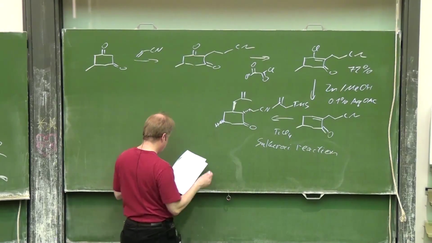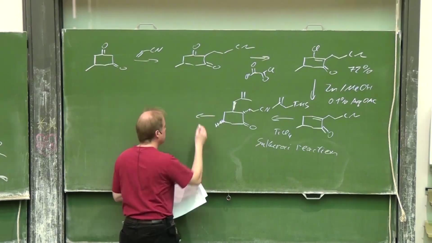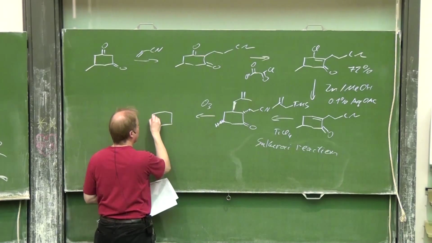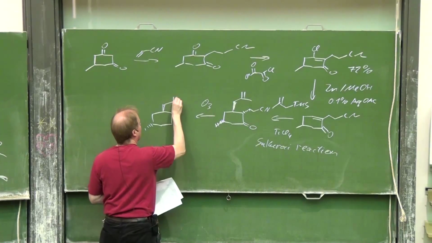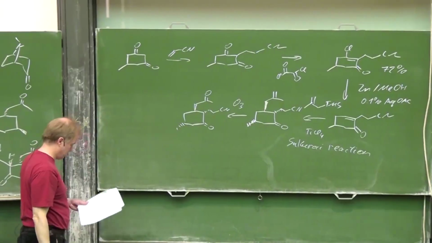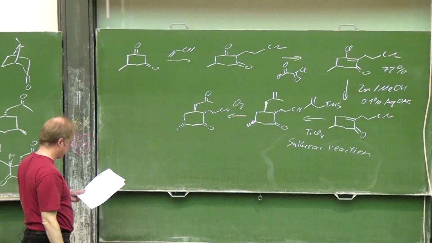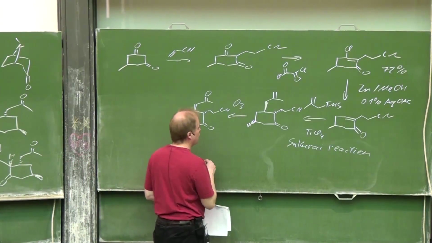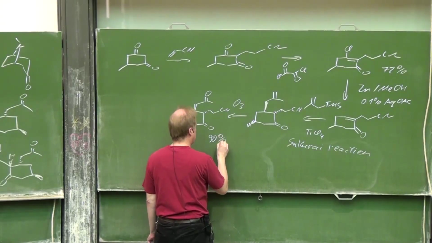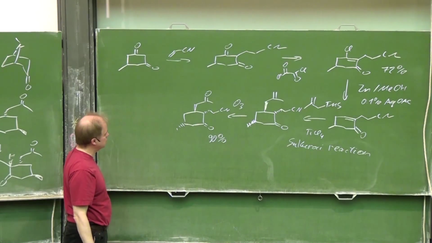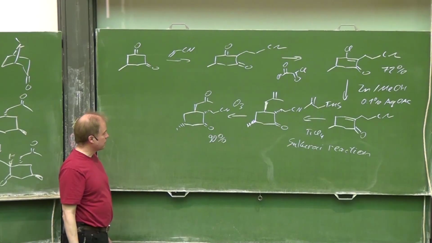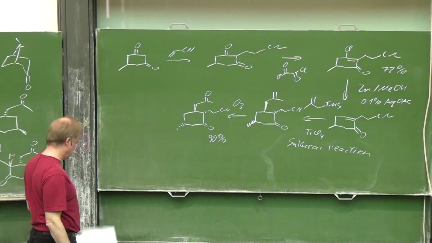So, next step, then simply an ozonolysis. Okay. Overall yield of this combination, Sakurai reaction plus ozonolysis, was an astonishing 90%. Okay, this explains why we chose this procedure instead of that Michael type stuff we were already talking about.